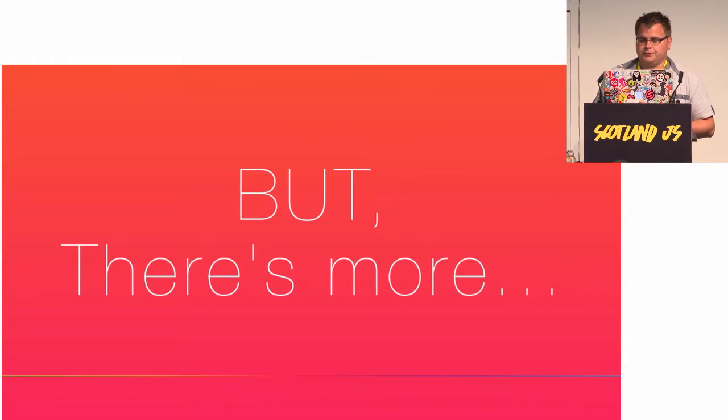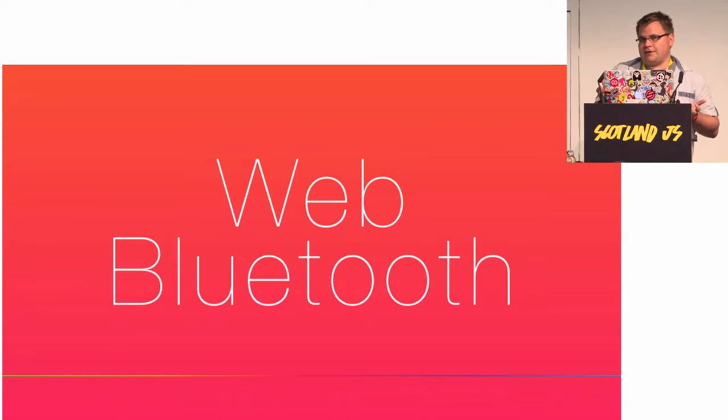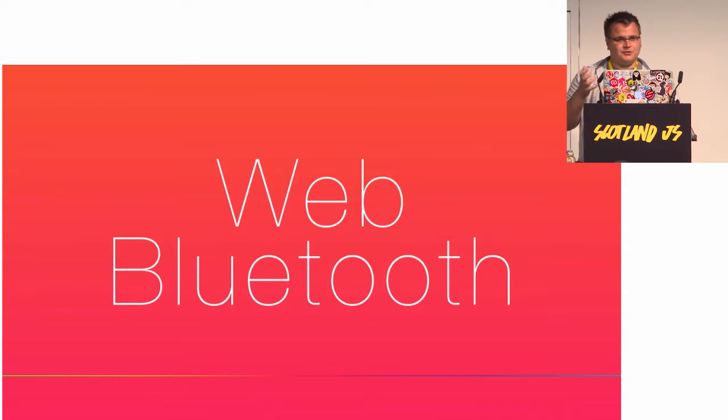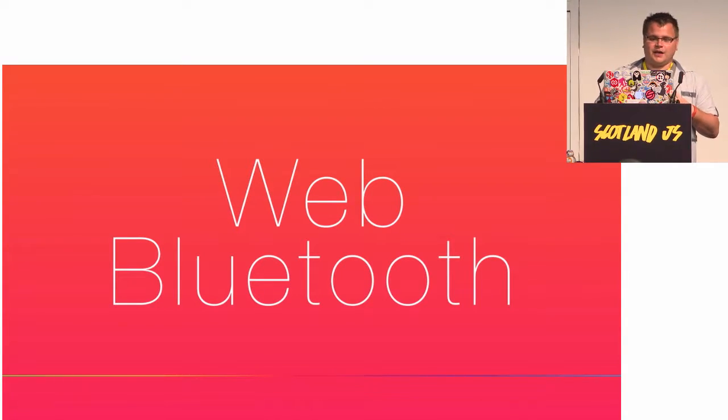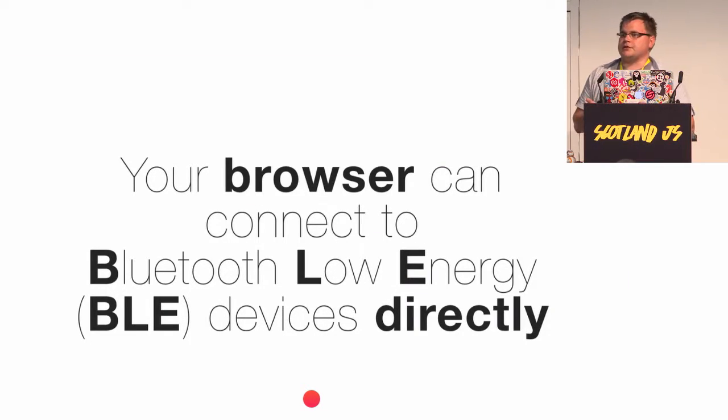But there's more. And we get onto the thing that I really wanted to talk about. The two make sense better together. So we've got Web Bluetooth. Web Bluetooth is a new API, and it allows your browser to connect to devices directly. So my phone can connect to a BB-8 drone, BB-8 thing. What do you call this? BB-8 toy.